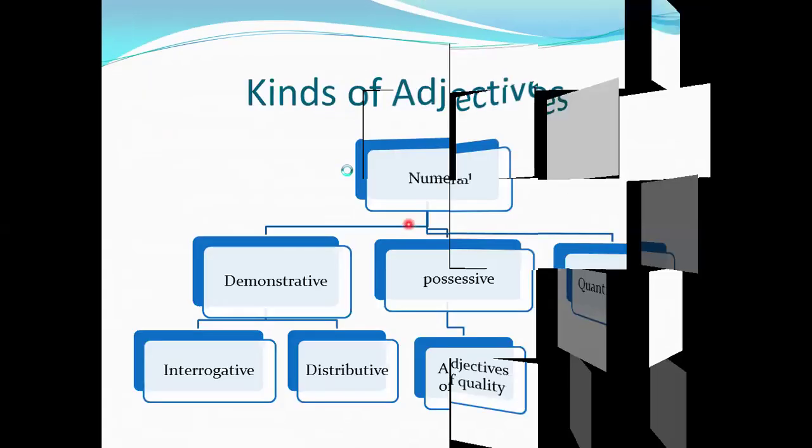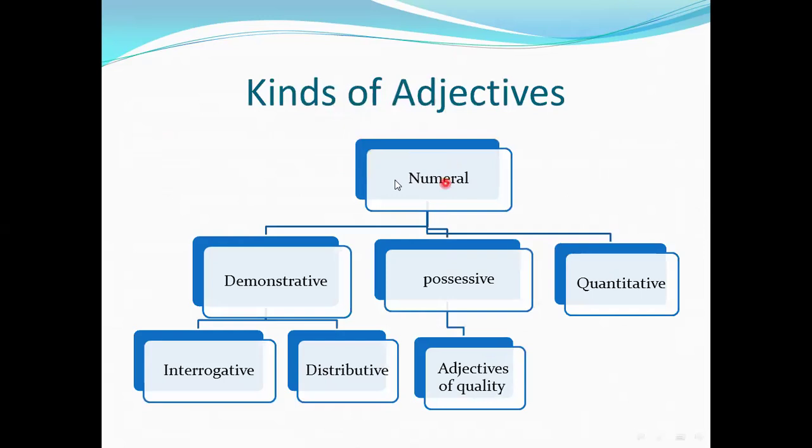Let's go to another one. What are the kinds of adjective? We have numeral, demonstrative, possessive, quantitative, interrogative, distributive adjectives. Numeral means related to numbers. Demonstrative, as we told before, we talked about demonstrative before. We will know all of these kinds in detail later during the class.